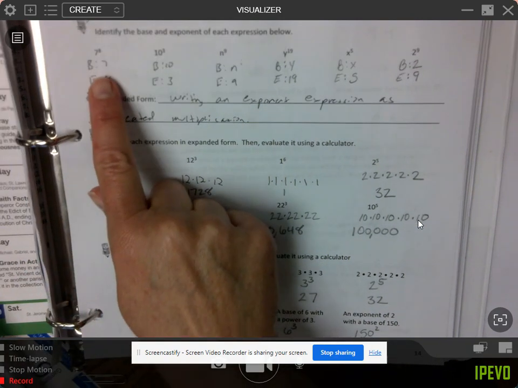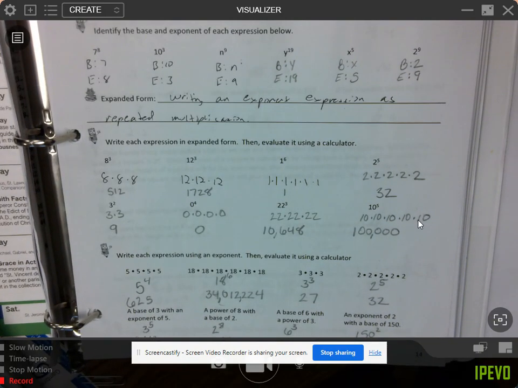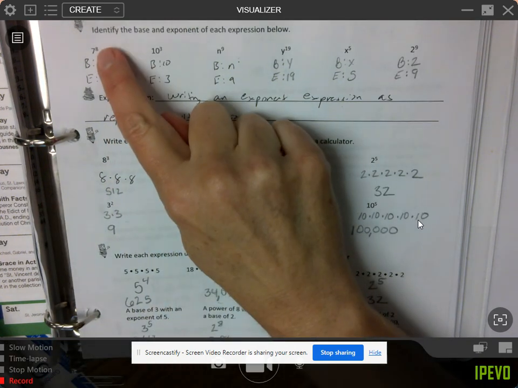On the top, we just had to list what was the base. Remember, the base is the big number at the bottom. The exponent is the exponent or the power. Same definition, different words. Exponent and power mean the same thing. So that's the little number up at the top.